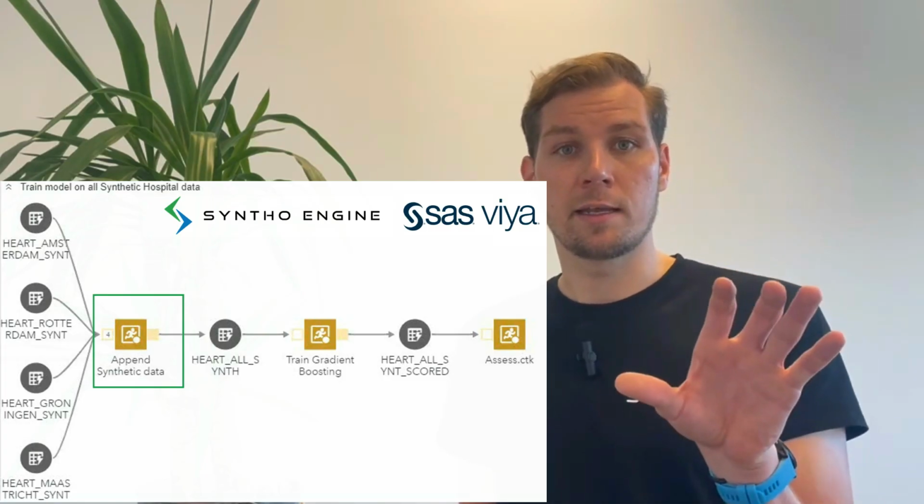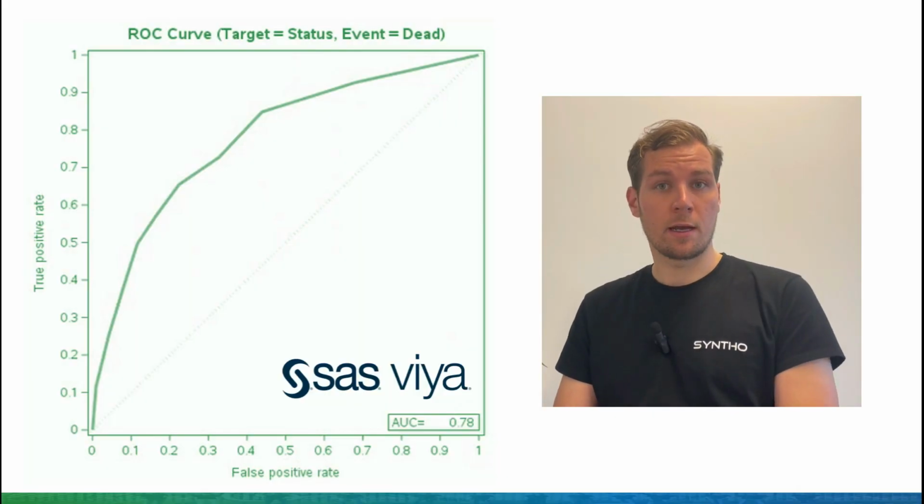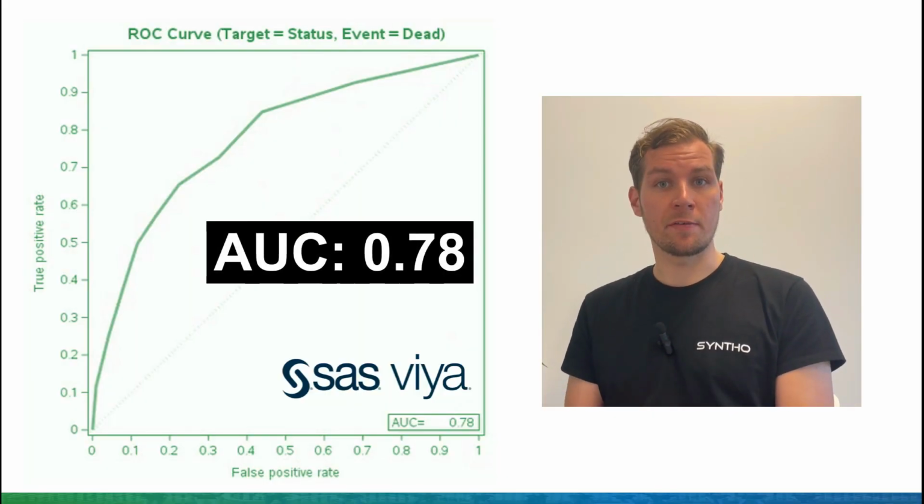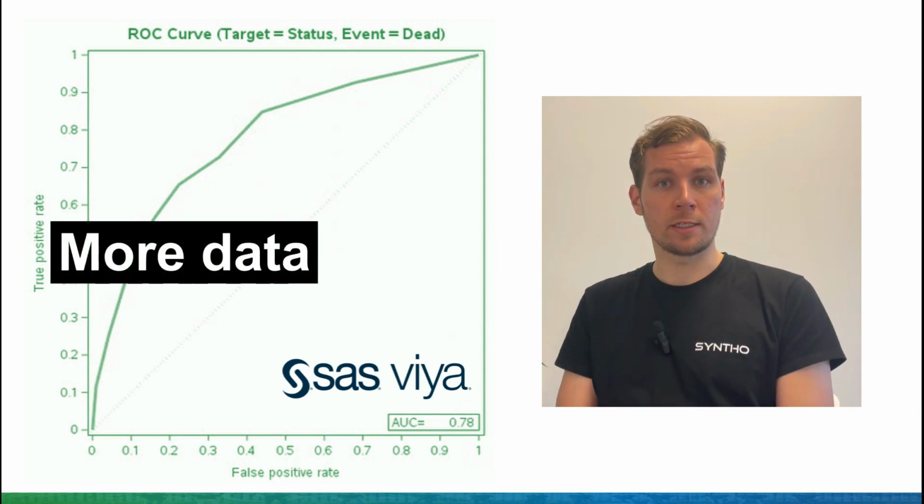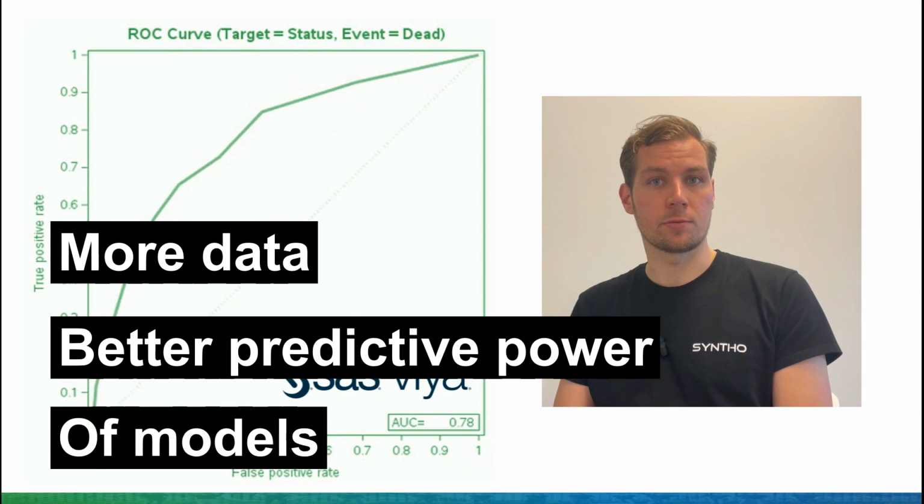And in the next step, we combine data from multiple hospitals. Again, we synthesize the data in the integrated approach to build those models. And here we realized an area under the curve of 0.78. Indeed demonstrating that more data results into better predictive power of those models.